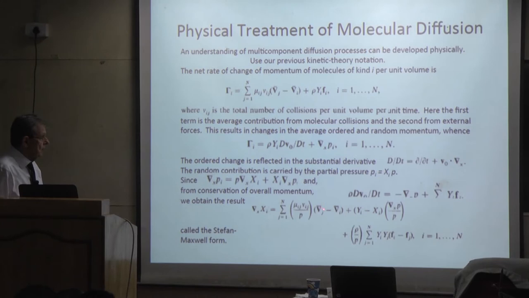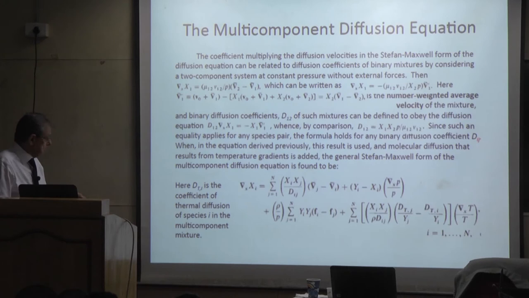This collision term then can be related back to diffusion coefficients by considering a special case. A special case would be, for example, constant pressure without body forces, so you just balance those two terms. And if you do that, then that equation reduces to this simple equation.